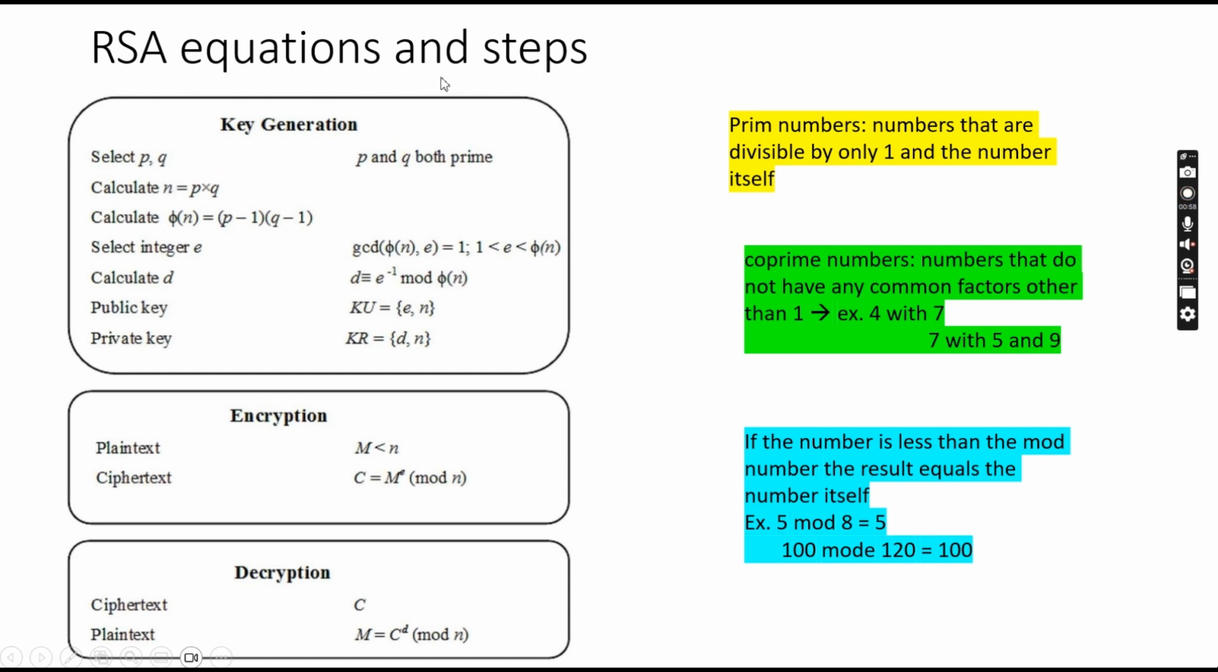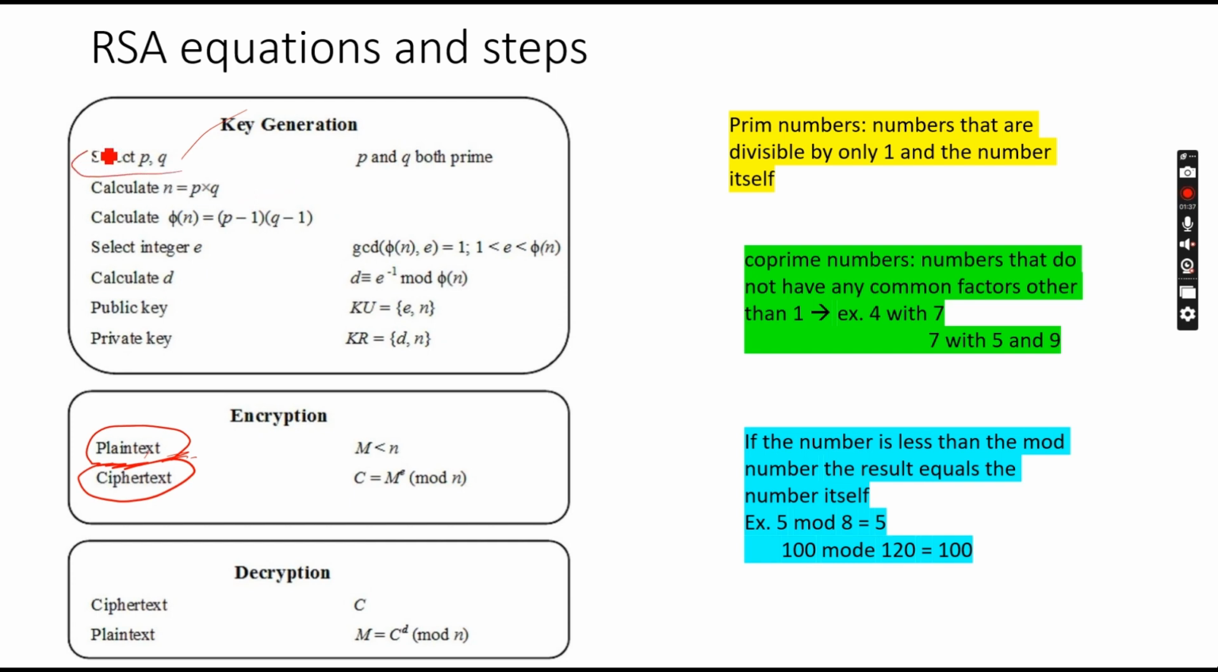So RSA, we have different equations and steps that we should follow to find different variables or parameters. And after we find those parameters, we can calculate the plain text and the ciphertext. So the plain text is the clear text before encryption or the message, and the ciphertext is the text after encryption.